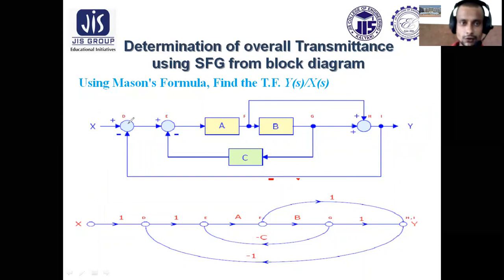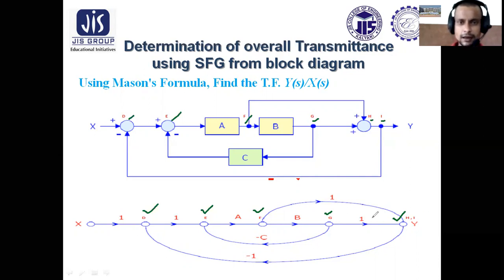Okay. So again, we have marked all the summing points and takeoff points. X is the input node, D is a summing point, E is another summing point, F is one takeoff point, G is another takeoff point, H is a summing point. Now H, I, Y, all these are being considered as the same node.